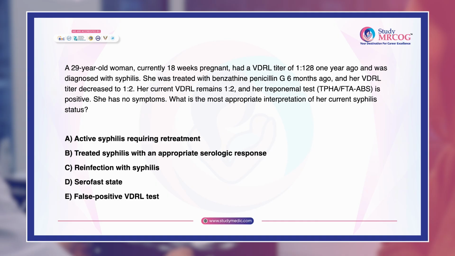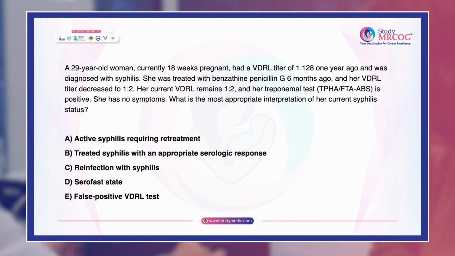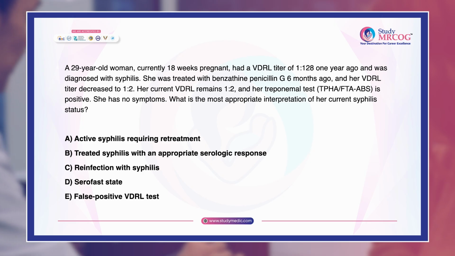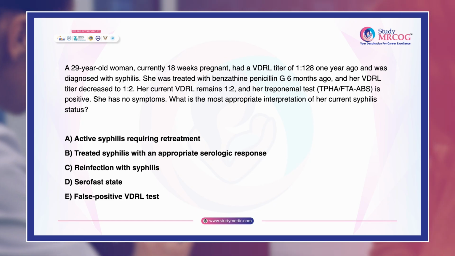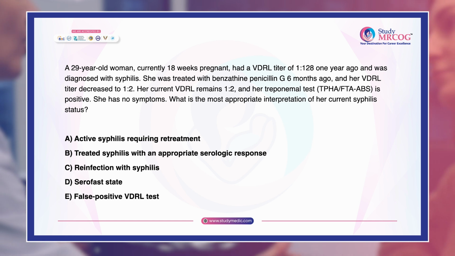Now there's a 29-year-old woman. She is 18 weeks pregnant and she had a VDRL titer of 1:128 a year back, and she was diagnosed with syphilis. A confirmatory test was done and she was diagnosed to be syphilitic. She was treated with benzathine penicillin G 6 months ago, and her VDRL titer decreased to 1:2.